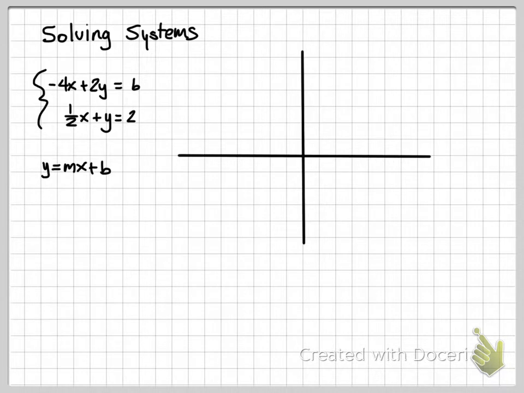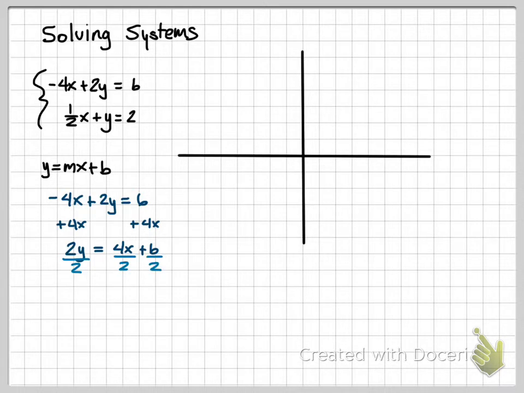If we look at the first one, we have negative 4x plus 2y equals 6. The first thing we want is the y on one side of the equation and the x on the other. So the obvious thing in this case would be to add our 4x. Now we have 2y equals 4x plus 6. We're almost there, except we still have a 2 in front of the y, so we're going to divide everything by 2. And what we end up with is y equals 2x plus 3.